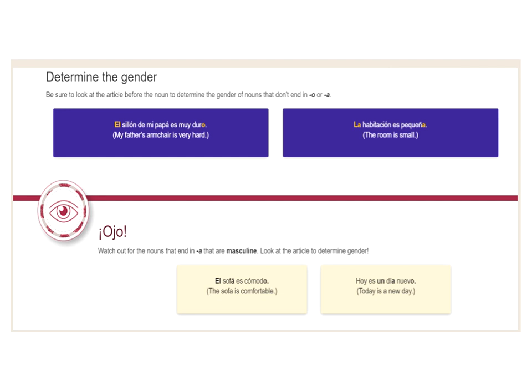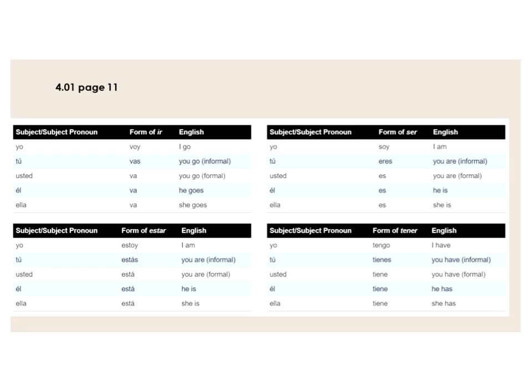At the bottom of that page, it also talks about being sure to look at the article. In Module 2, we talked about definite and indefinite articles. So again, you can go back to Lesson 401 to go over the conjugations if you're not sure about these conjugations.